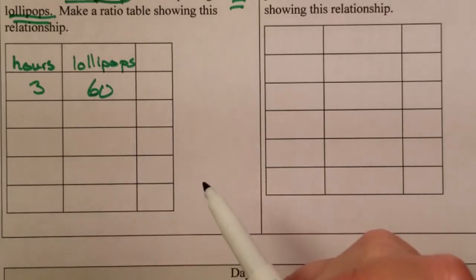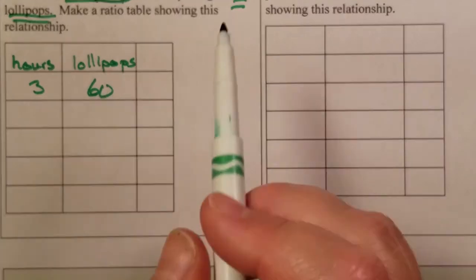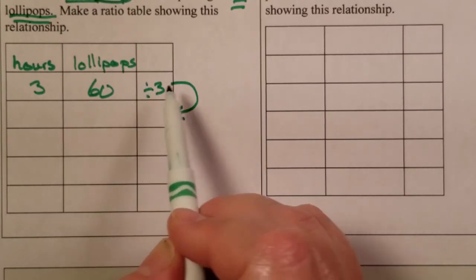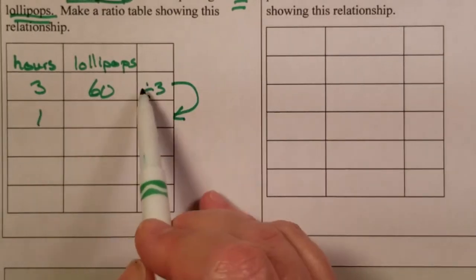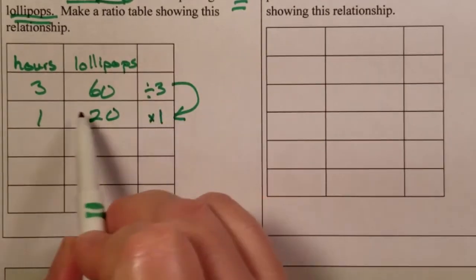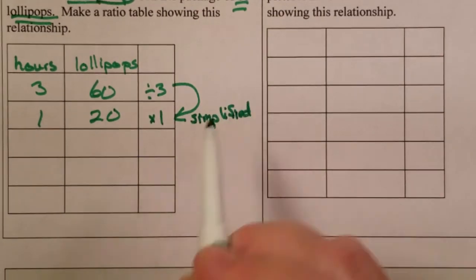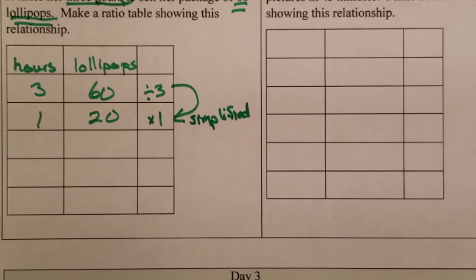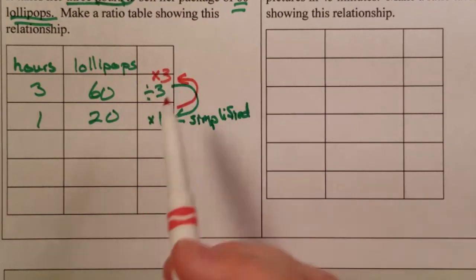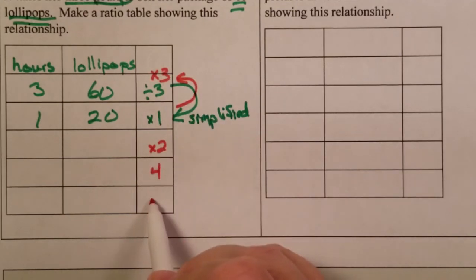So we're going to fill in our ratio table. So if we can simplify, we know that 3 can go into 60. So we're going to divide by 3. So from here to here, we divide by 3. 3 divided by 3 is 1. 60 divided by 3 is 20. So this is our times 1, or our simplified. So if we were using our simplified to expand it from here to here, it would be times 3. So we have 1, we do times 2, times 3, times 4, and times 5.